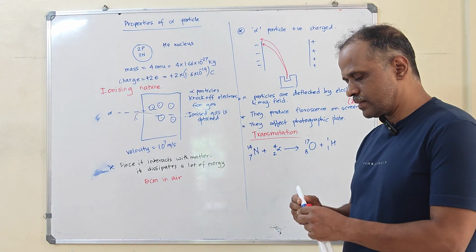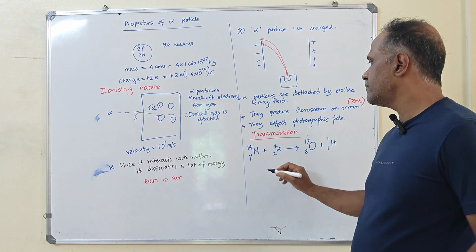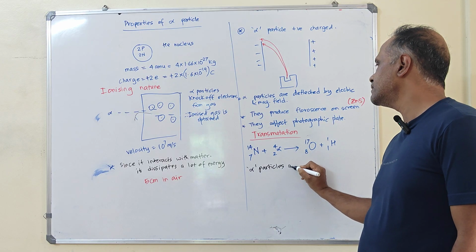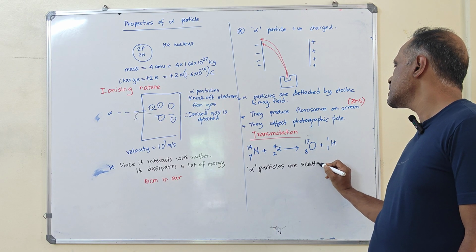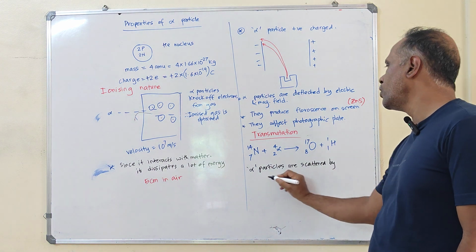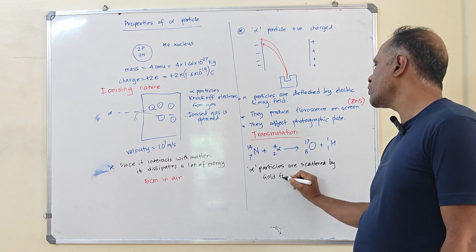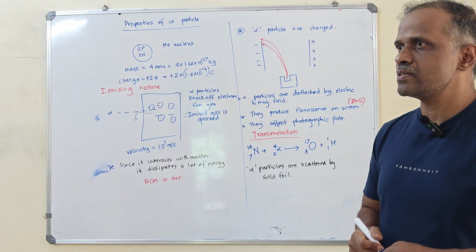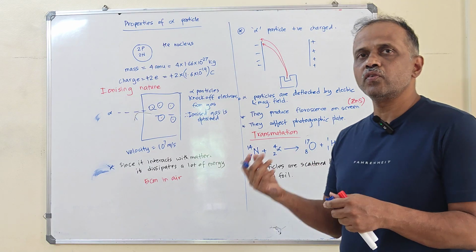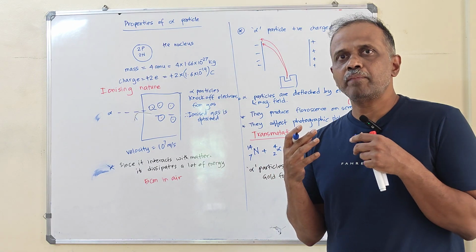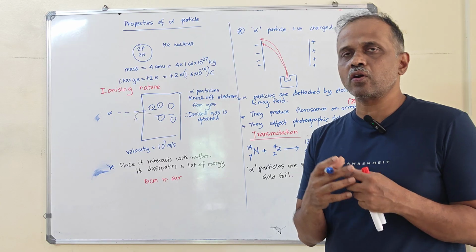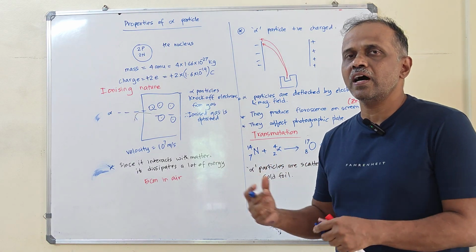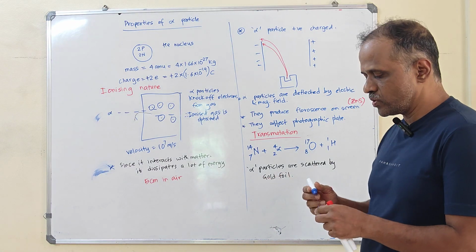The other thing is that alpha particles are scattered by gold foil. For those who do not know, Rutherford confirmed the presence of the nucleus and the electrons moving around it by doing a gold foil experiment, and this was because of scattering of the alpha particle. Okay, so this was there.